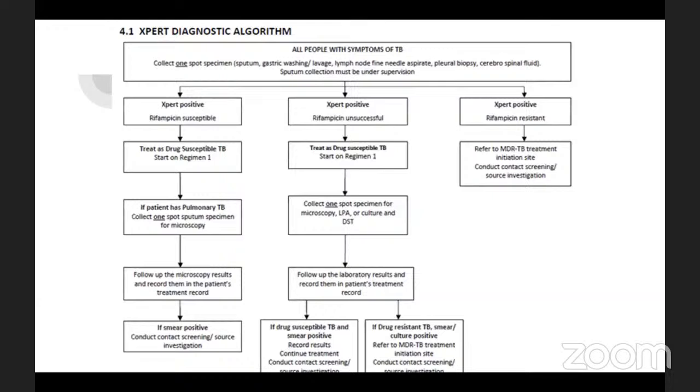It can also be unsuccessful, so you're not able to determine whether or not it is sensitive. In this case, you'd still use the first regimen, the standard regimen, but then you'd have to collect a specimen for microscopy, LPA, or culture and drug sensitivity testing. So then if the results of that show that you have drug susceptible TB, you'd continue with regimen 1. If not, you would go along the pathway of drug-resistant TB. And then if you're Xpert positive and RIF resistant, then you'd go along the pathway of drug-resistant TB. So that will be discussed.